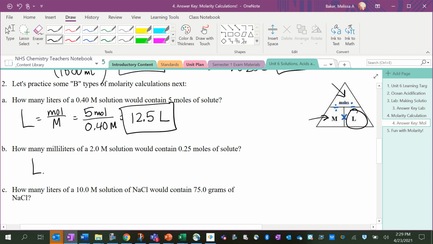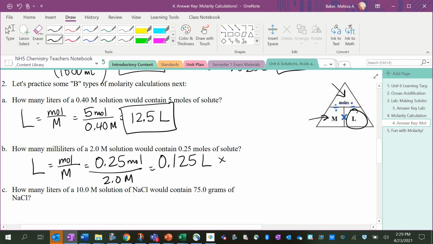And the next one we'll end up having to multiply by 1,000 at the end, but we'll do moles divided by molarity to get liters. So it says we've got 0.25 moles divided by our molarity of 2.0. So 0.25 divided by 2, that's 0.125 liters, times by 1,000 equals 125 milliliters.